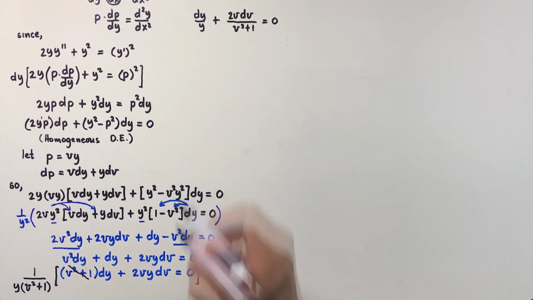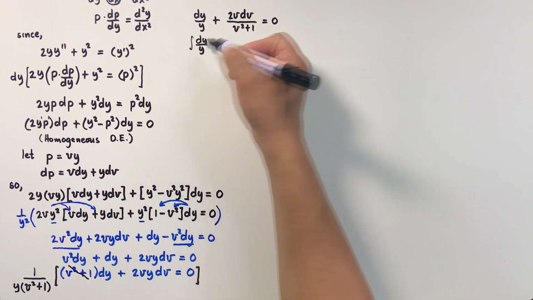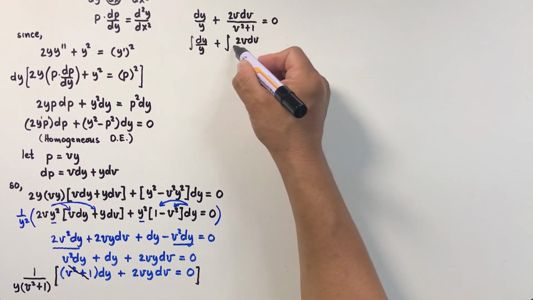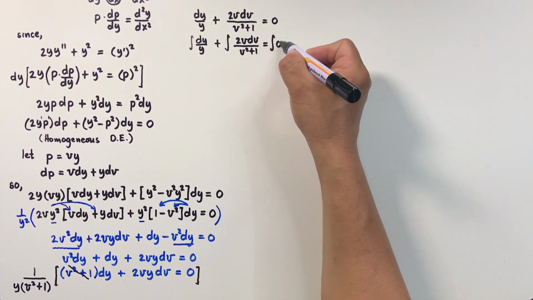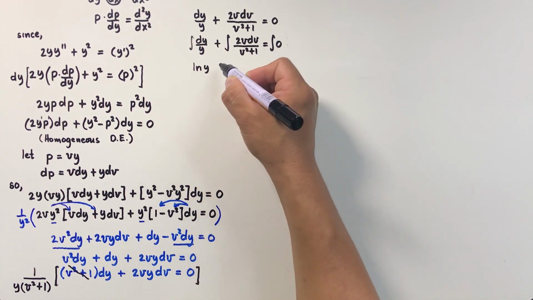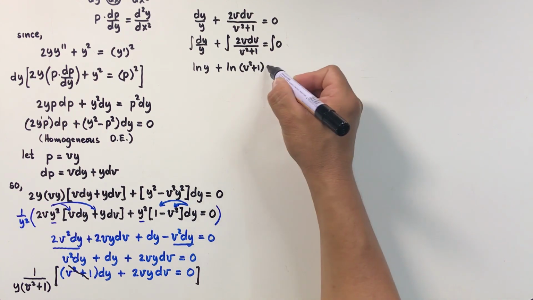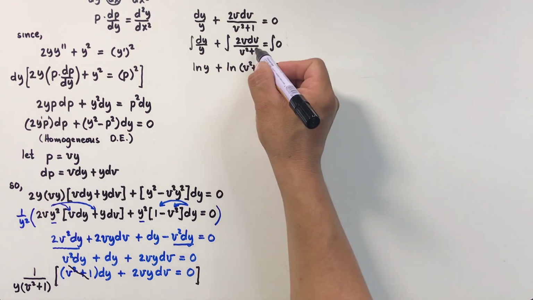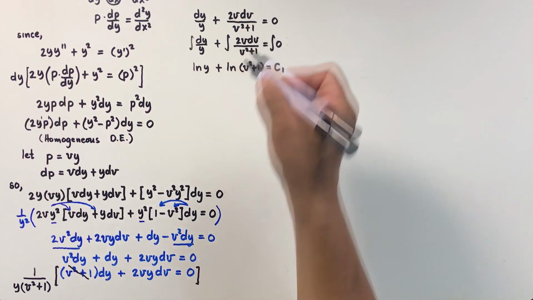Now integrating each term in this equation, this is the integral of dy over y plus the integral of 2v dv over v squared plus 1, which is equal to the integral of 0. So we have the natural log of y plus the natural log of v squared plus 1, which is equal to the constant of integration c sub 1. Because if you take this v squared plus 1 as your u, your du is here 2v dv.